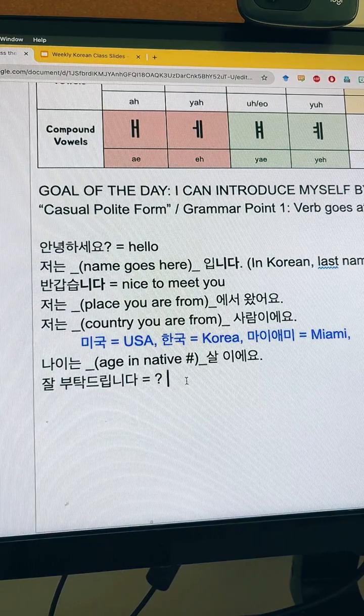Corey 씨, 감사합니다 for the heart. 감사합니다. 네. Heart me and heart puff. So cute.